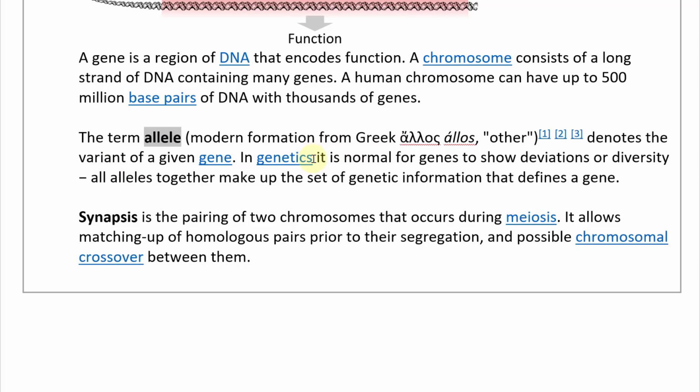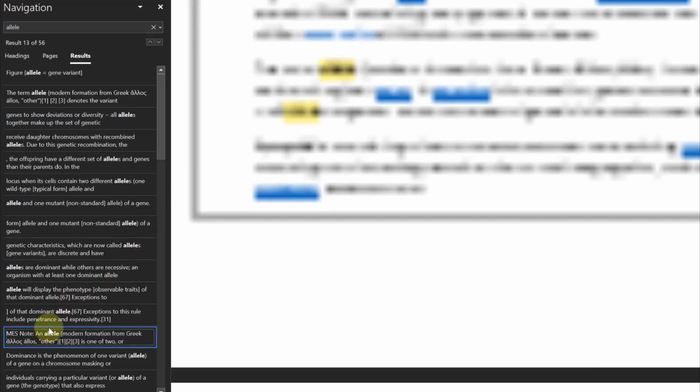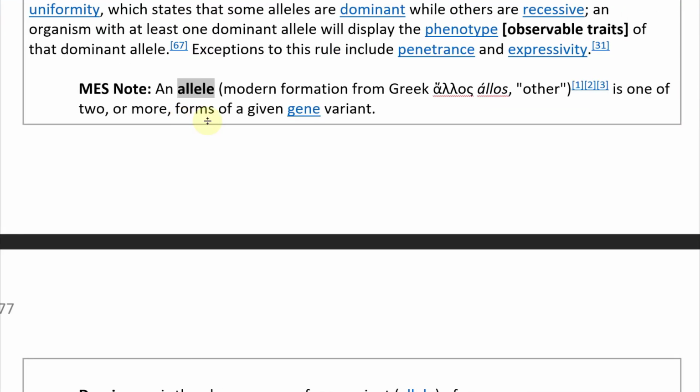And also note this part. In genetics, it is normal for genes to show deviations or diversity, and all alleles together make up the set of genetic information that defines a gene. Yes, you have variants of that gene. So anyway, just gene variant.